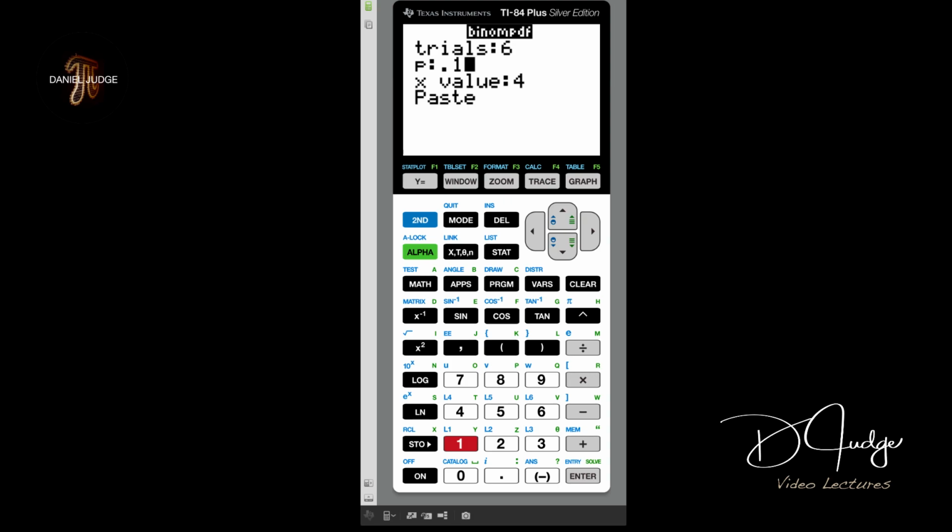Okay? That's little p. And then we go down to the next point. What is the value of x, which is 0? 6.1 and then 0. Notice this. Paste that into our line. We pasted it. Now hit enter.